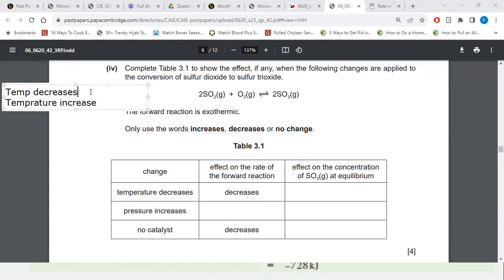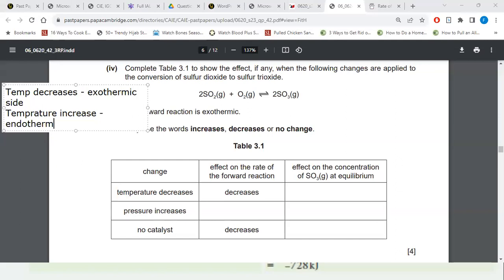When temperature will decrease, the reaction will shift to the exothermic side. When I decrease the temperature, the reaction will shift to the side that produces heat energy, the exothermic side. If I increase the temperature, the reaction will shift to the side that is endothermic, the side that will absorb the heat energy. So the temperature comes back down. So in this particular scenario, what have they told us? They have told us that the forward reaction is exothermic, right?